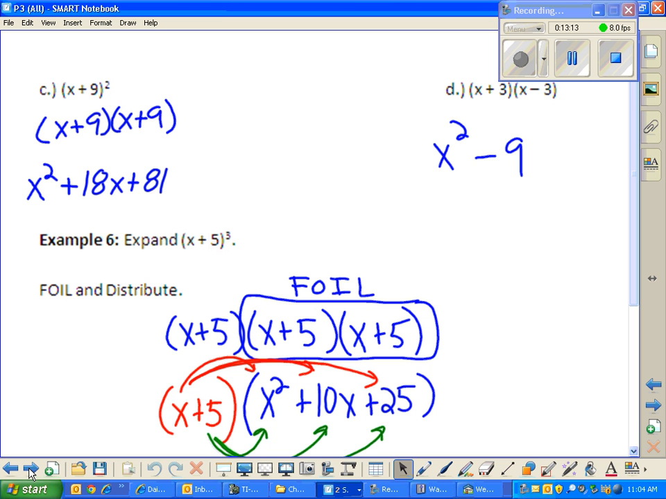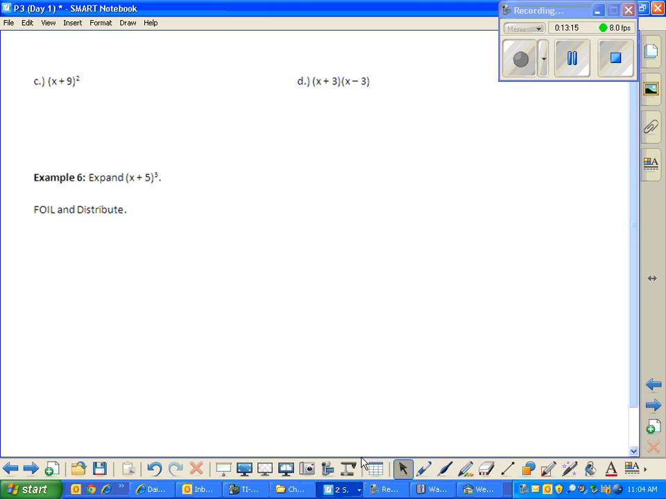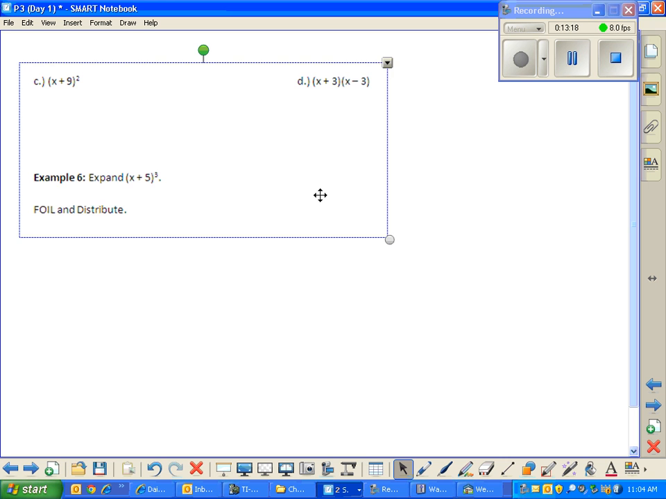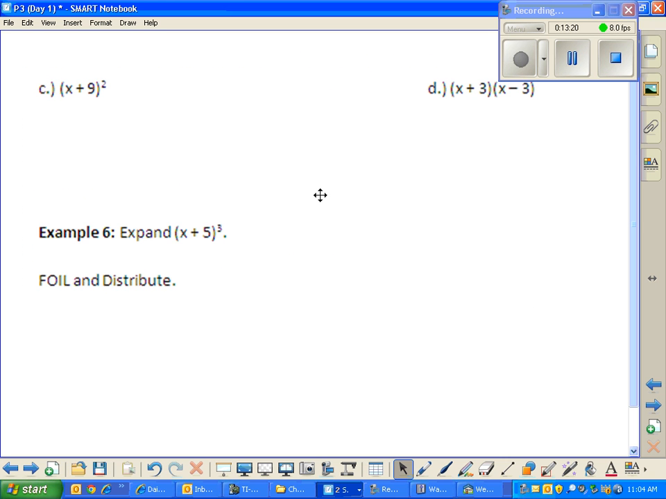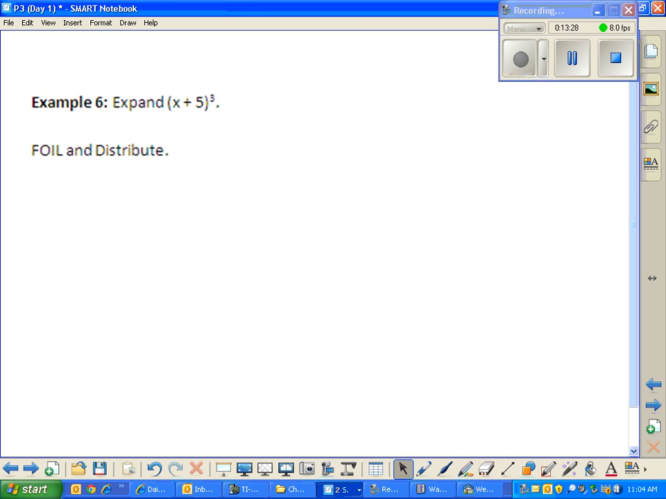All right, in example 6, I just wanted to talk with you briefly about, well, what do you do if it says cubed? How do you work that? What we're going to actually end up doing is foiling and distributing. So if you take a look at example 6 here, we have x plus 5 quantity cubed.